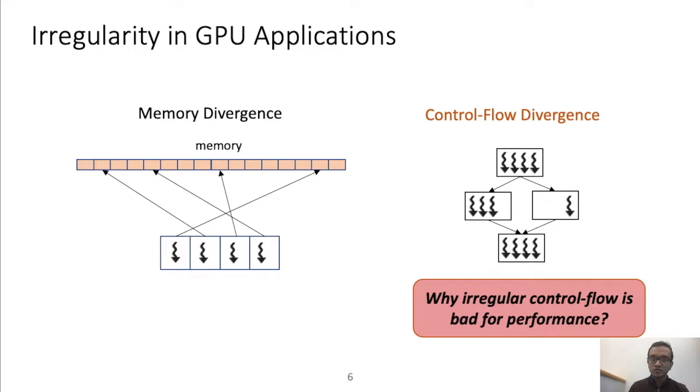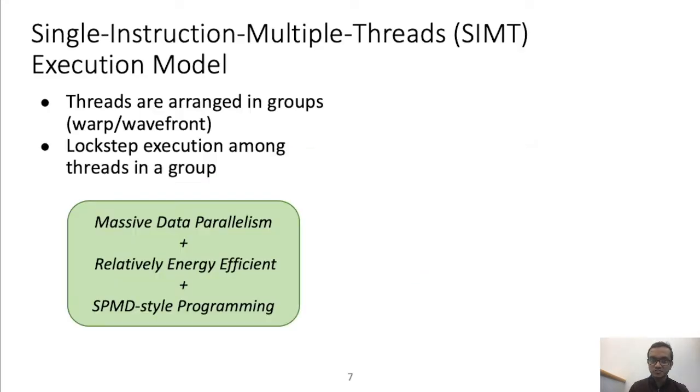Let's see why irregular control flow is bad for GPU performance. To understand why, let's look at how GPU threads are scheduled for execution. GPU threads are arranged in groups called warps or wavefronts. A warp is the smallest schedulable unit in a GPU. All the threads in a warp must execute instructions in lockstep. This architecture allows GPUs to achieve massive parallelism and good energy efficiency while supporting a SPMD-style programming model.